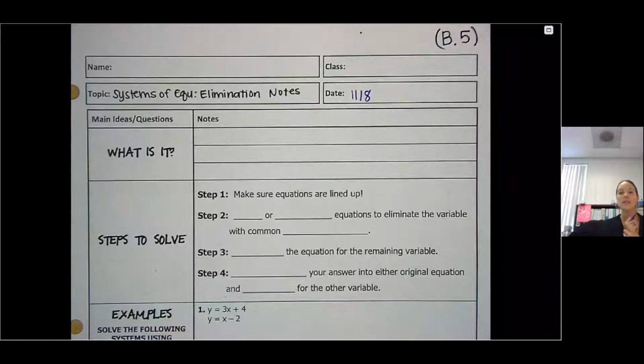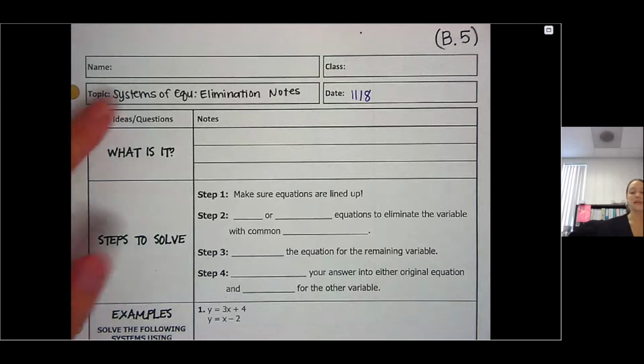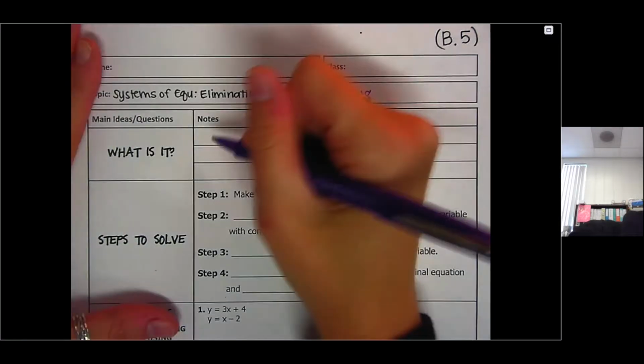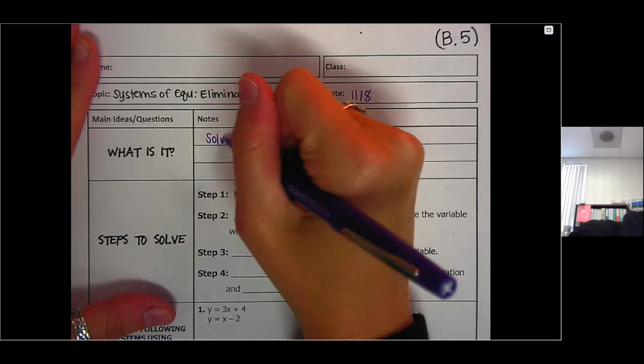Practice with it tomorrow. Okay, so the word eliminate, like we said before, just means to cancel or to get rid of. So elimination is just a way to solve systems of equations.